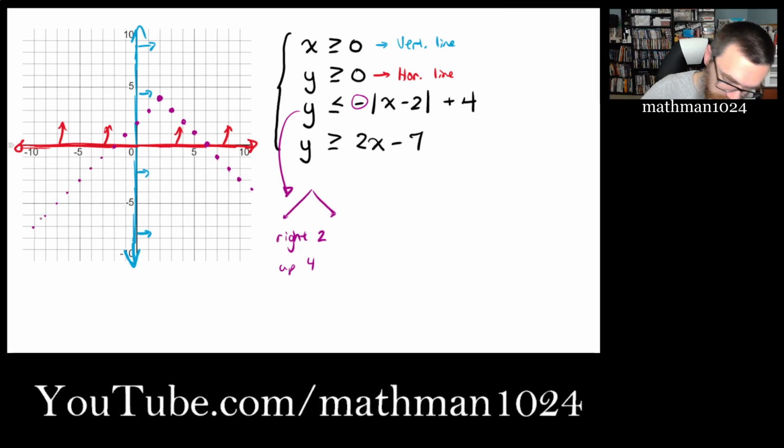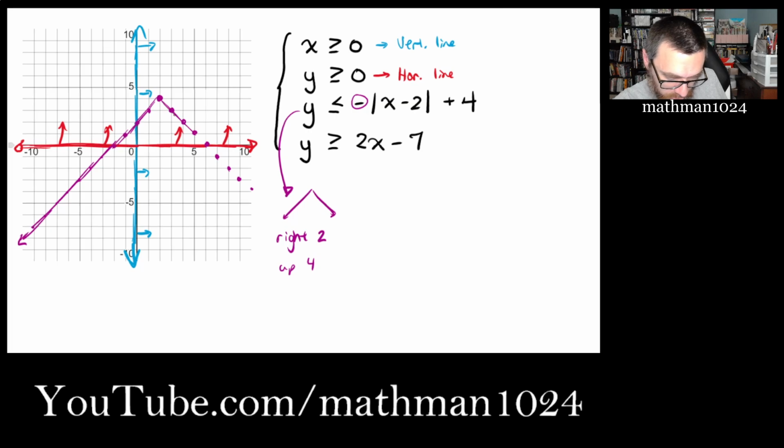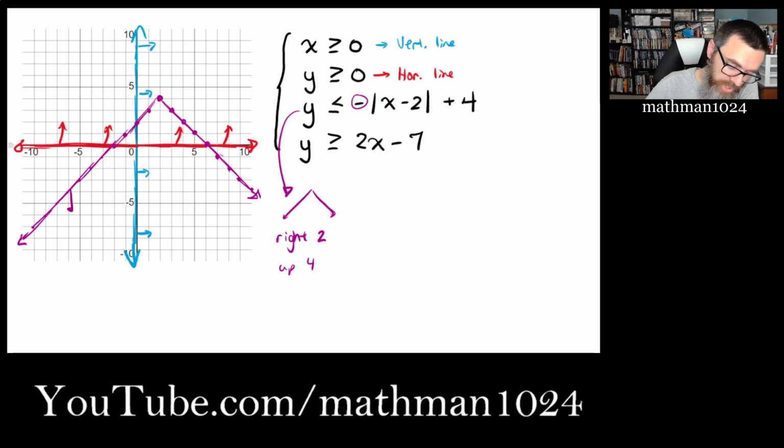All right. So here is my absolute value shape. Now this one says y is less than or equal to, so that means we'd be shading below.